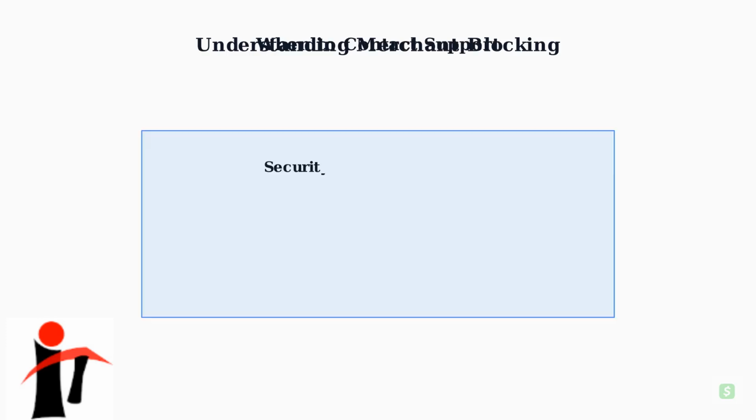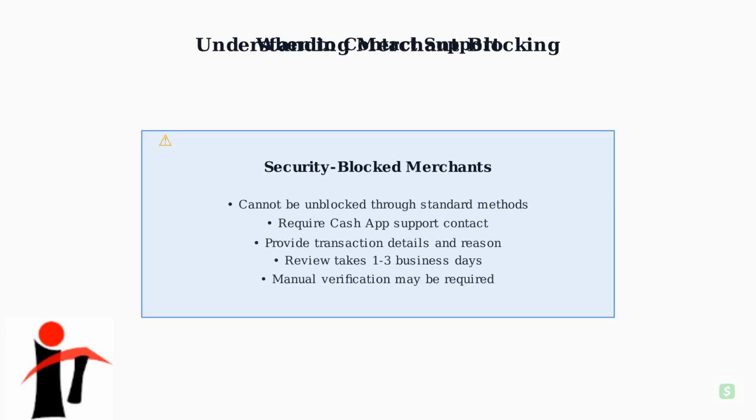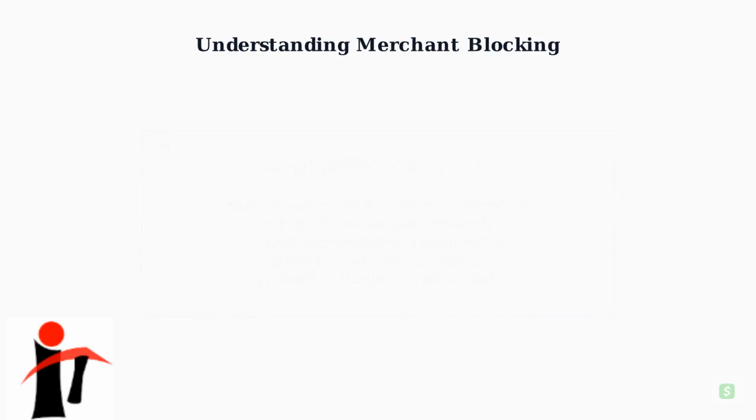For security blocked merchants, the process is different. These blocks are triggered by Cash App's fraud detection system and cannot be removed through the standard methods. You'll need to contact Cash App support directly, provide transaction details, and explain why you need the merchant unblocked. The review process typically takes 1 to 3 business days.